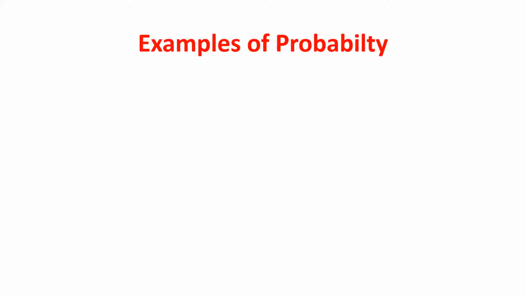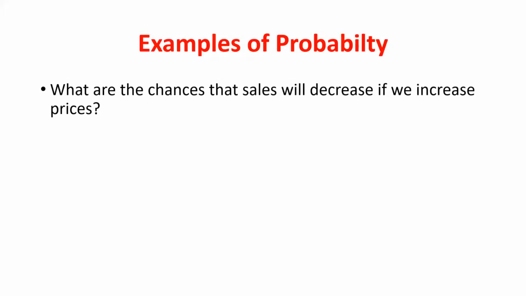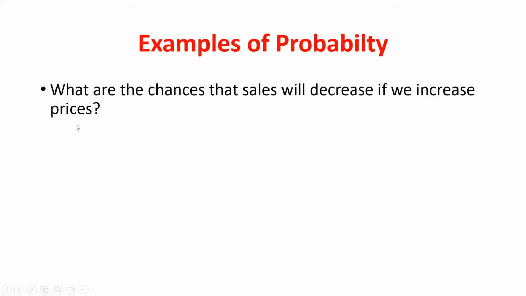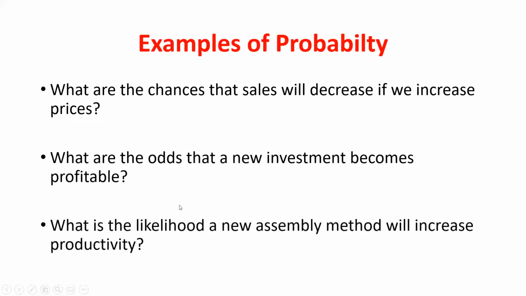We're now going to deviate and go down a slightly different path, right? So we're going to talk about probability. In general, we talk about things a lot. We say, what are the chances that something increases or decreases if something else changes? So here, what are the chances sales decrease if prices increase? What are the odds a new investment becomes profitable? What's the likelihood a new production method or assembly method increases productivity? All of these are really getting at, well, what's the probability that we're going to see certain outcomes, right?